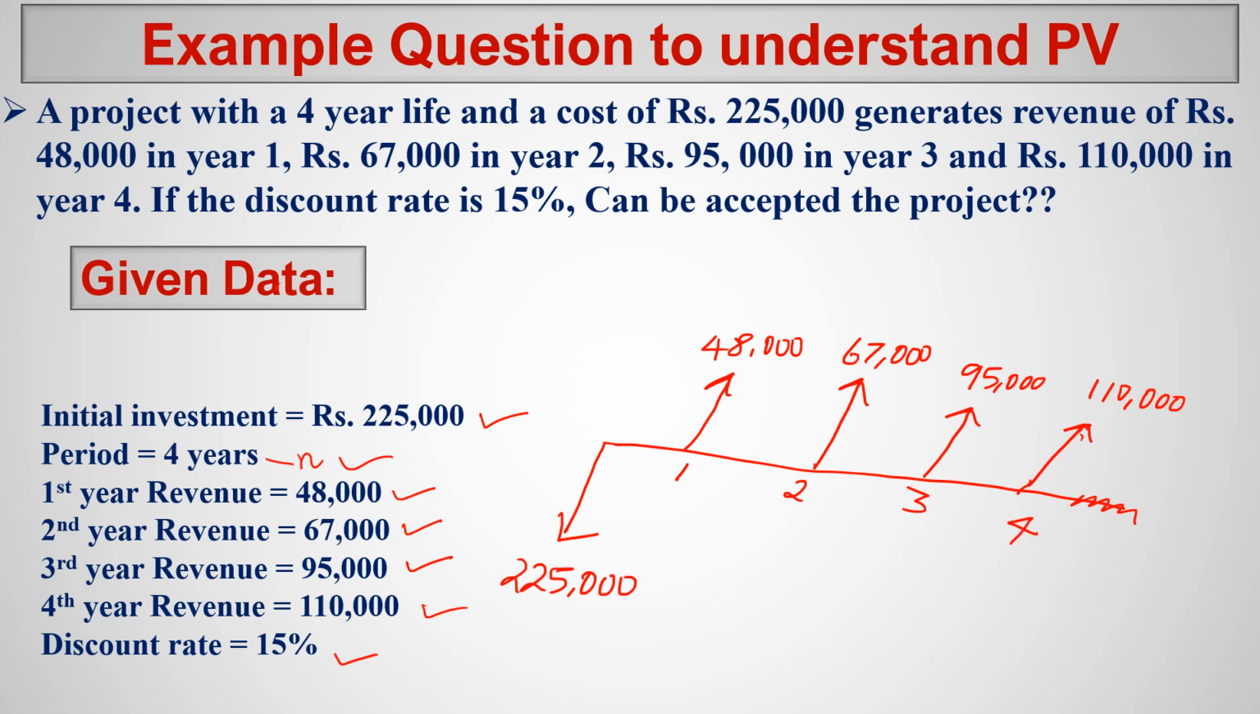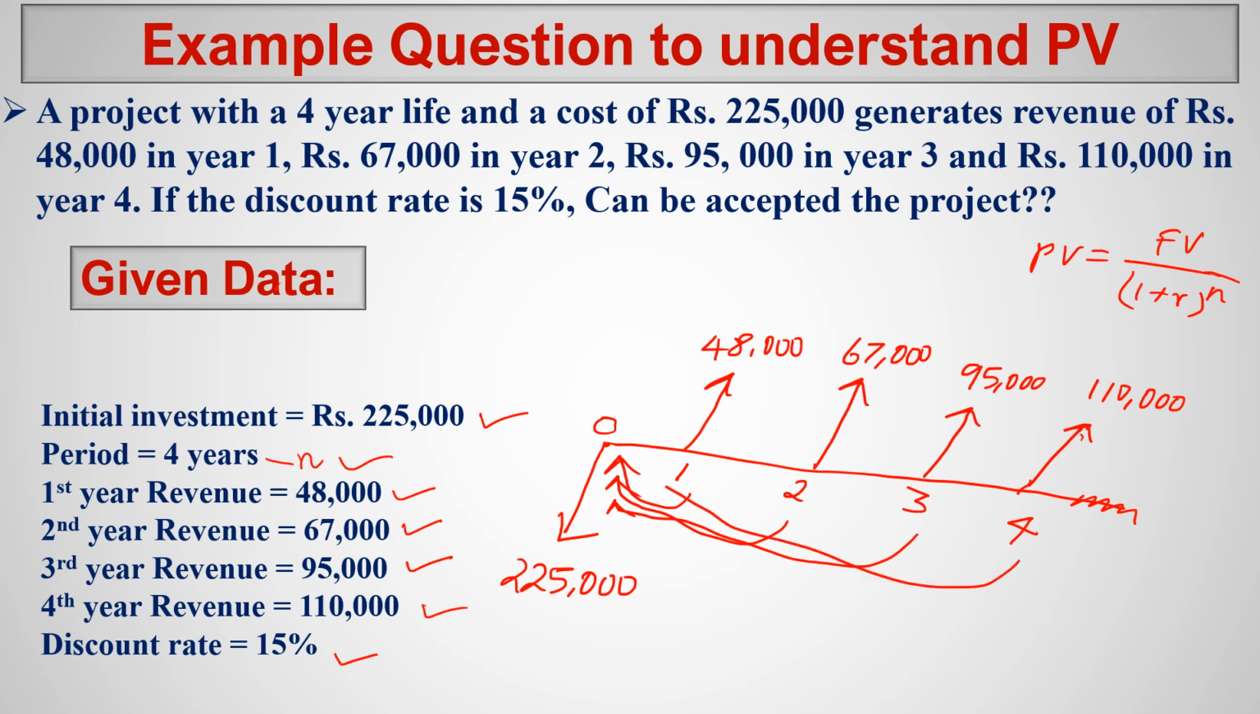Now, as we know, the present value equals future value divided by 1 plus r to the power n. This is the only equation we are using in each video. This is your present value, the 0th timeline. So all the future revenue we have to bring down to the present value. These are the steps we have to do. Then we can find the net present value. This is the only step we are going to do.